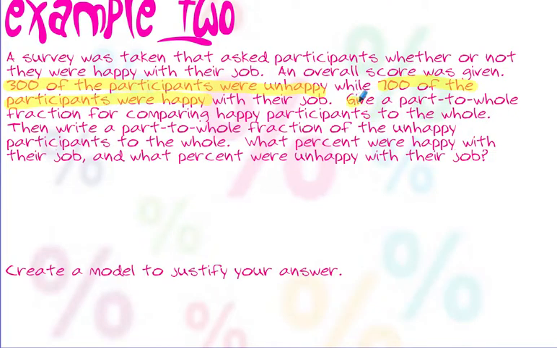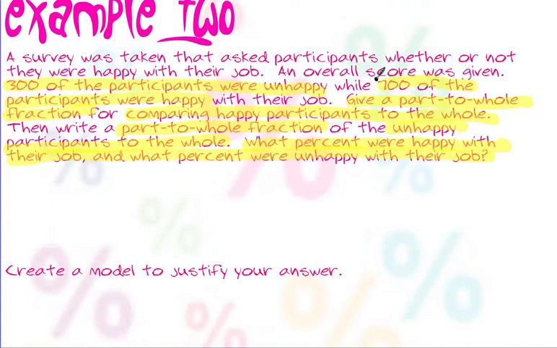Now I need to give a part to whole fraction for comparing happy participants to the whole. Then write a part to whole fraction of the unhappy participants to the whole. Then I want to know what percent were happy with their job and what percent were unhappy with their job.